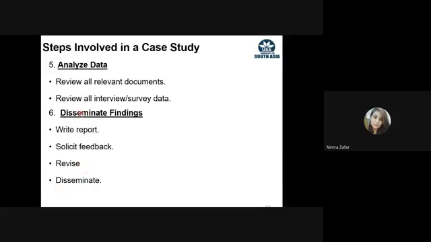So when you have done the analysis of your questionnaire or survey interview, you can now write a report on the findings. You can give feedback, or if any revision is required, you can give the conclusion that we need a revision here, and then you can disseminate the results.